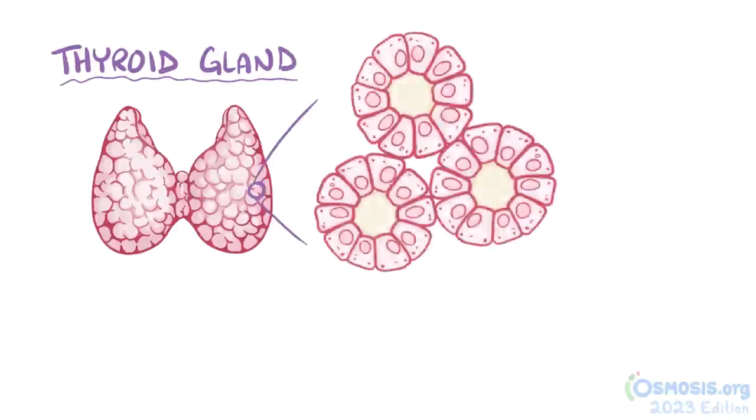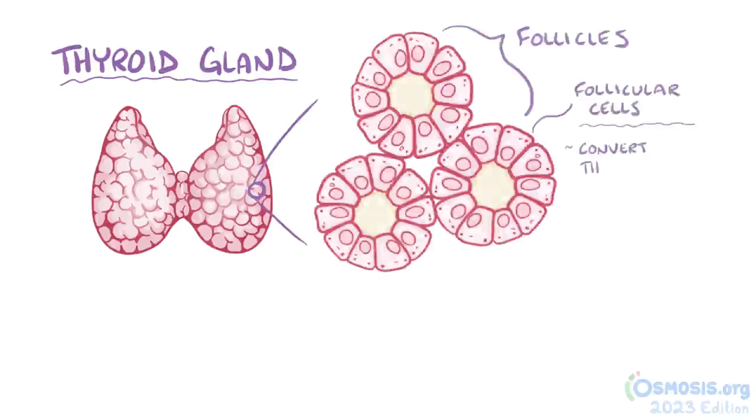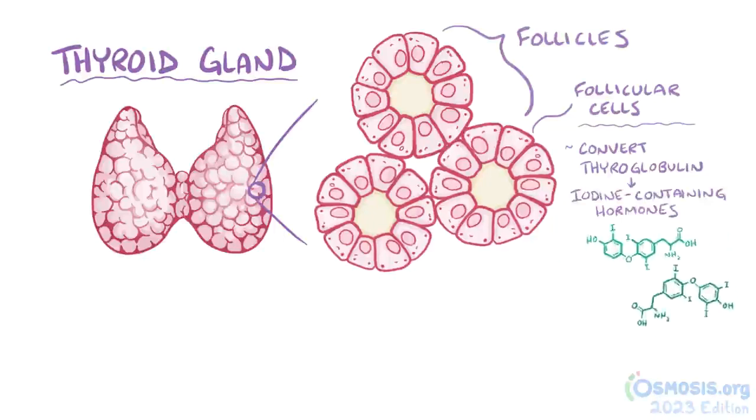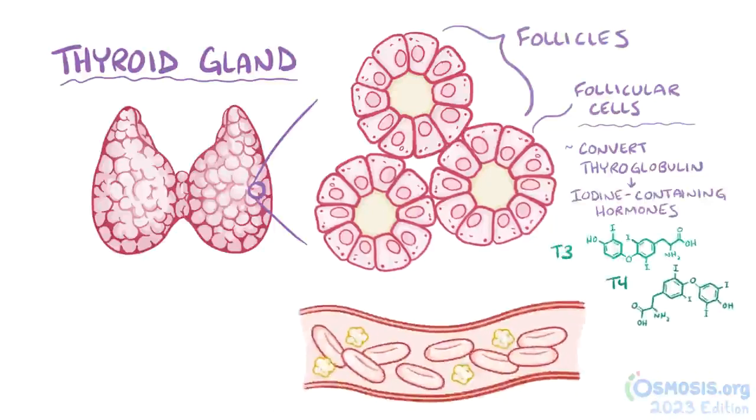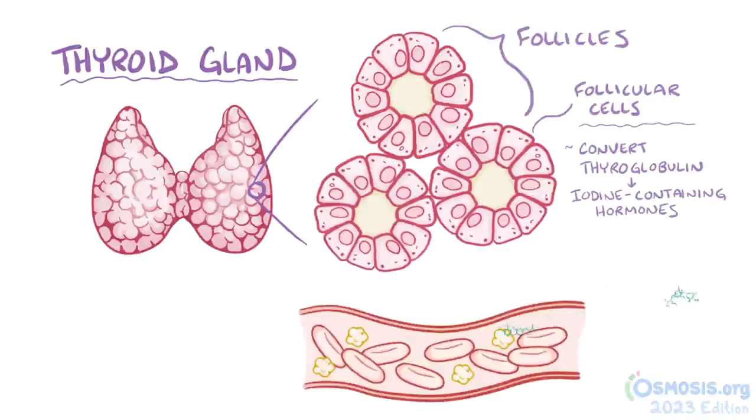The thyroid gland is made up of thousands of follicles, which are small spheres lined with follicular cells. Follicular cells convert thyroglobulin, which is a protein found in follicles, into two iodine-containing hormones, triiodothyronine, or T3, and thyroxine, or T4. Once released from the thyroid gland, these hormones enter the blood and bind to circulating plasma proteins. Only a small amount of T3 and T4 will travel unbound in the blood, and these two hormones get picked up by nearly every cell in the body.